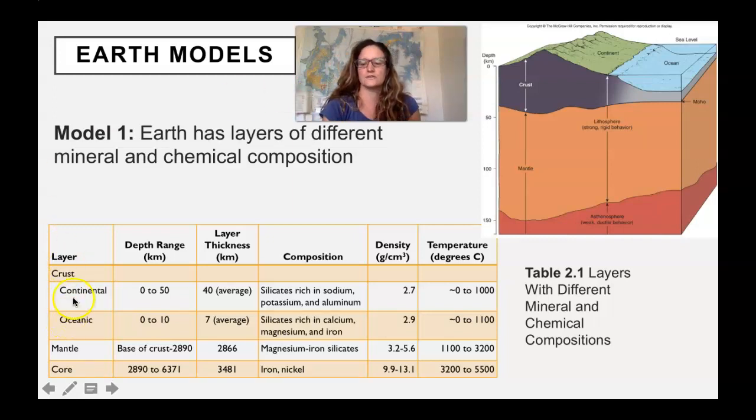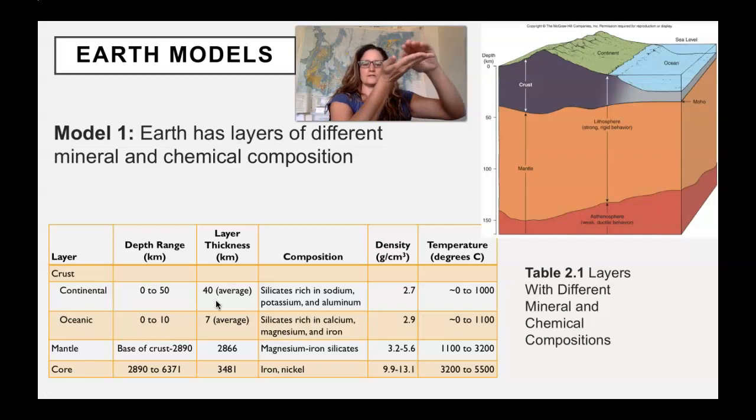There are two different kinds of crust, continental and oceanic. And then there is the mantle and the core. This gives you the depth range and the thickness. The crust ranges in thickness; the continental crust is an average of 40 kilometers.